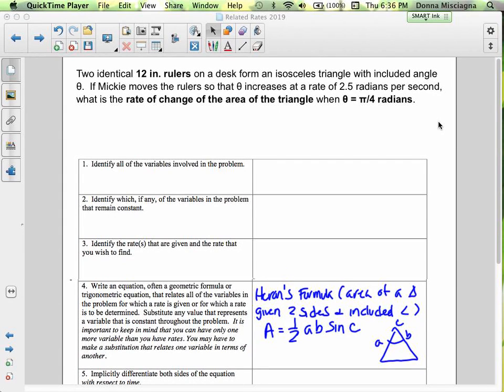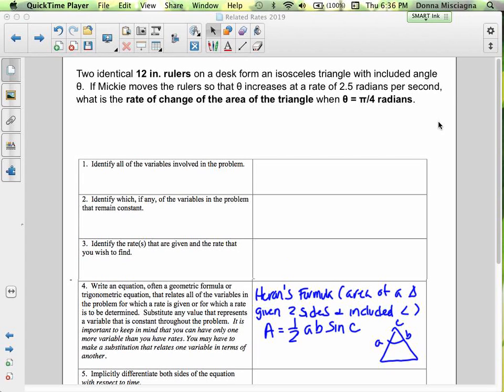Welcome to another related rates problem. Two identical 12-inch rulers on a desk form an isosceles triangle with included angle theta. If Mickey moves the rulers so that theta increases at a rate of 2.5 radians per second, what's the rate of change in the area of the triangle when theta equals pi over 4?